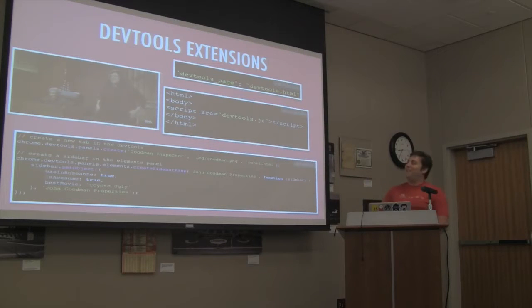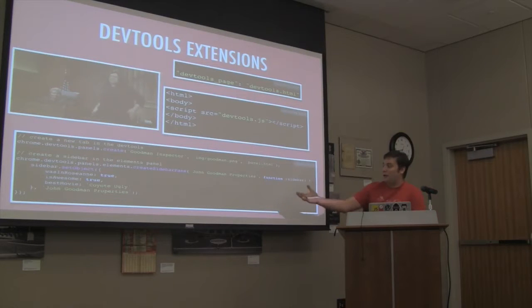It's a little convoluted to do this, but you specify the DevTools page, which is an HTML file, and then inside of that HTML file, you specify a script, and that's all you do, and then inside of that script is where you actually create everything. So here, I'm creating a new panel, a new tab in the DevTools called Goodman Inspector, and then I can create a sidebar element in there as well.